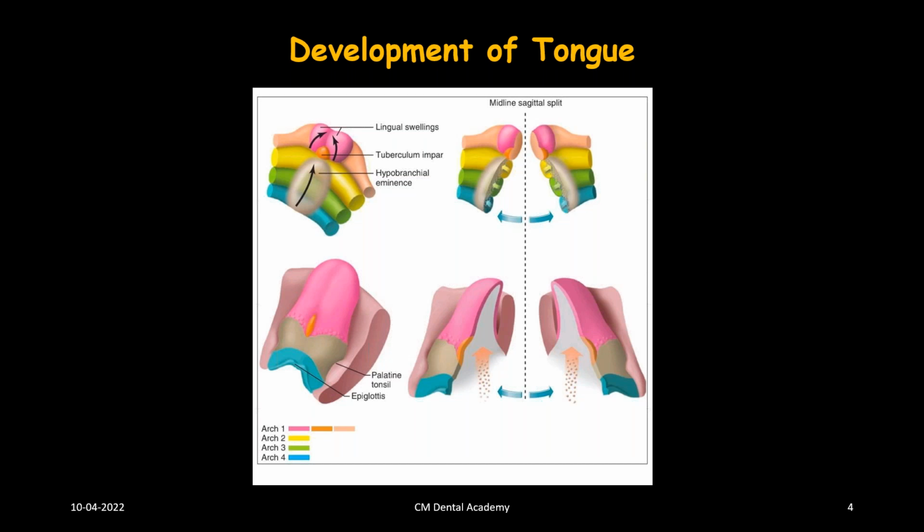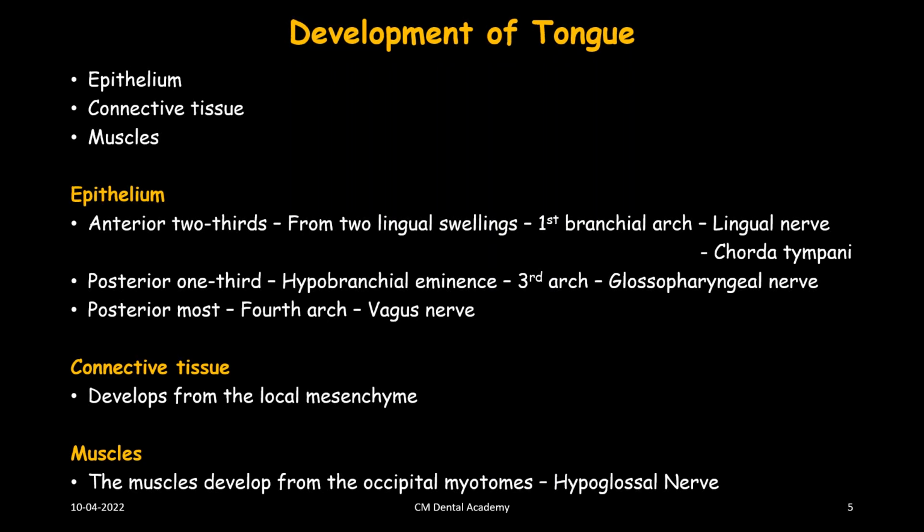So in short, the anterior two-thirds of the tongue develops from the first arch, which is supplied by the fifth cranial nerve, and the posterior one-third is developed from the third arch, which is supplied by the ninth cranial nerve. The components of the tongue, we'll study them under the following headings, such as the epithelium, connective tissue, and the muscle tissue.